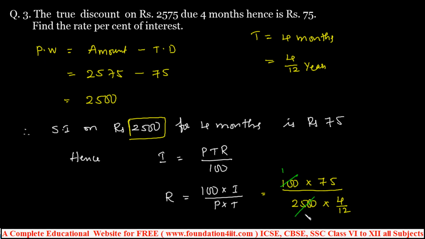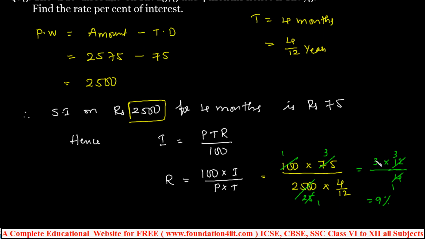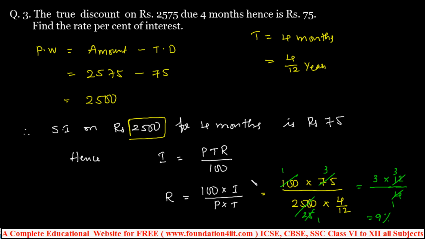100 times 1, 25. 25 ones are 25, 3. Right? Now finally 3 divided by 4 by 12, you can take the reciprocal, 12 by 4. Yes, 3 into 12 by 4. Cancel this. 4 3s are 12. So 3 into 3 is 9. So 9%, right? So finally 9% is the rate of interest. You can calculate this way. So let us see a few more sums.